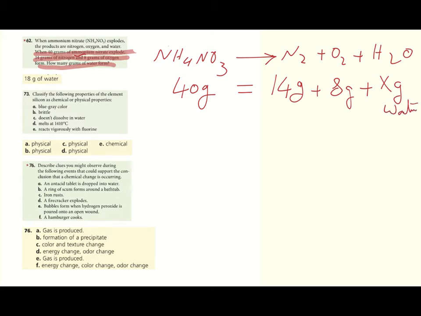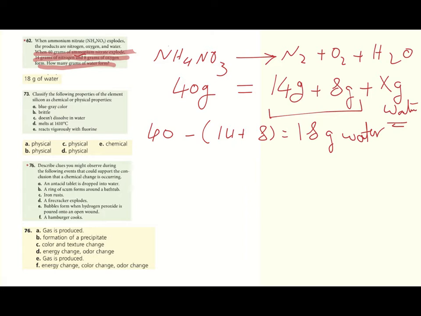To get the mass of water, we need to subtract 14 plus 8 from 40, which equals 18. So the mass of water is 18. Here we are applying the rule that the mass of products equals the mass of reactants.